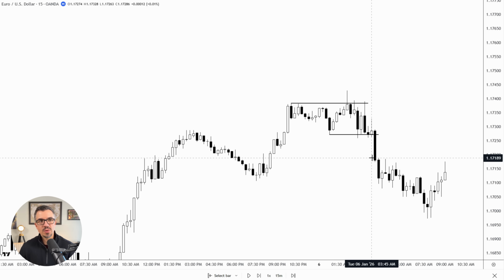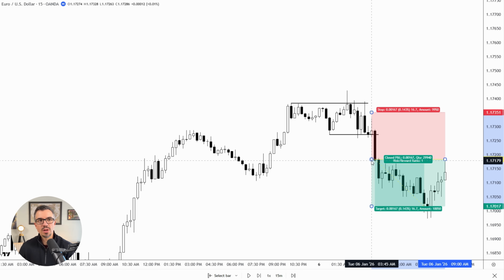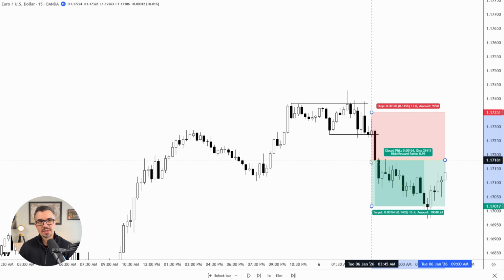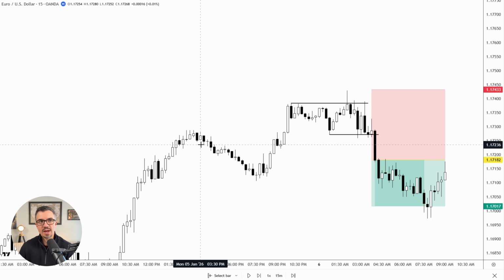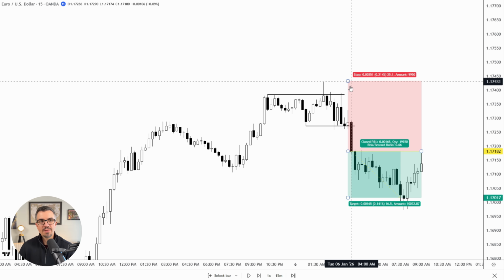So like, let's say you entered here on the break. Let's just say you have a rule that you enter as soon as you get acceptance. I'm not saying that's right or wrong, just as an example. If you were to set your stop loss up here, you can see that would be about a 25 pip stop. Now, again, you don't have to do that.